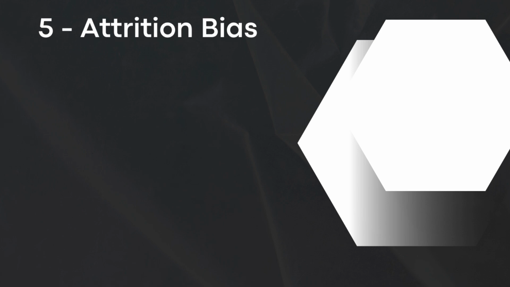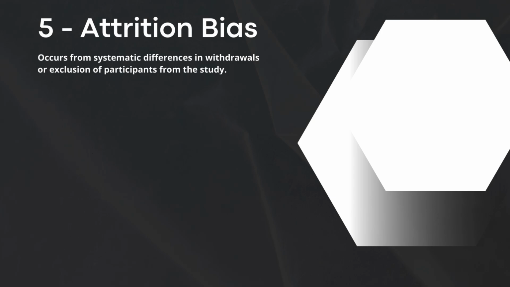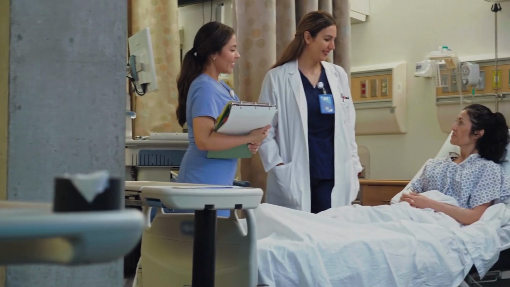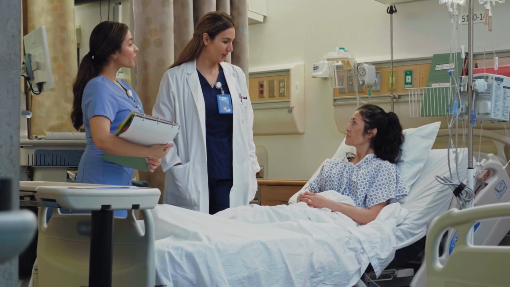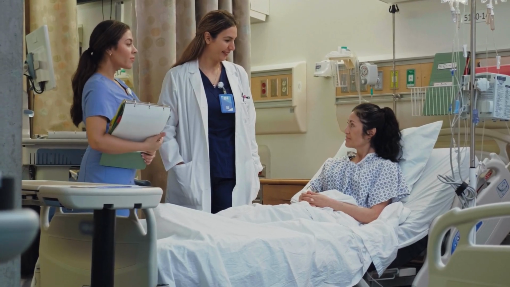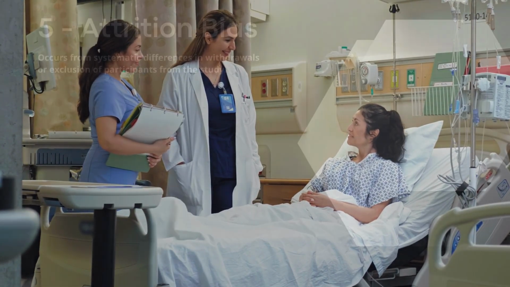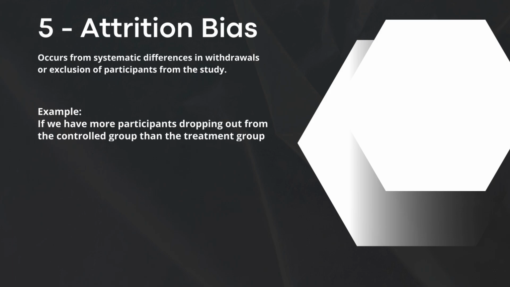The fifth type of bias is the attrition bias, and this can result from systematic differences in withdrawals or exclusions of participants from the study. If participants drop out of the study at different rates in different groups, it can lead to this type of bias. Example, if we have more participants dropping out from a control group than the treatment group, it may appear that the treatment is more effective than it actually is.